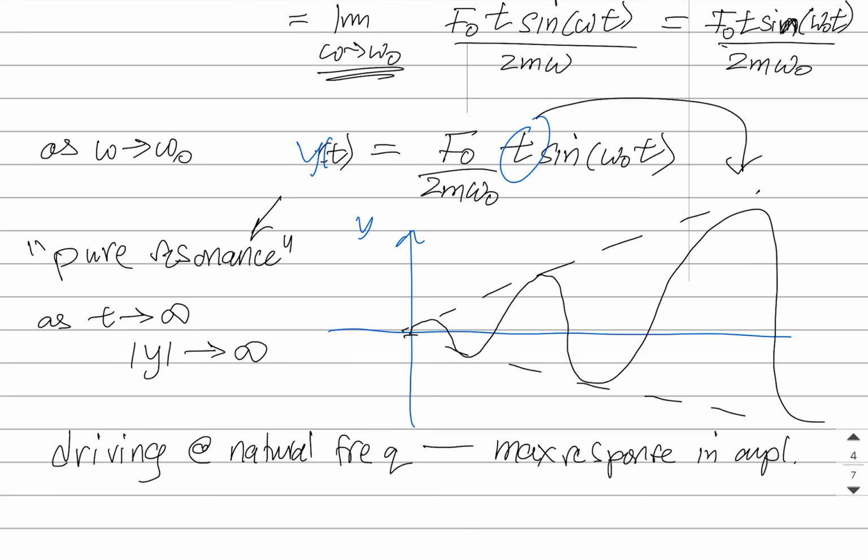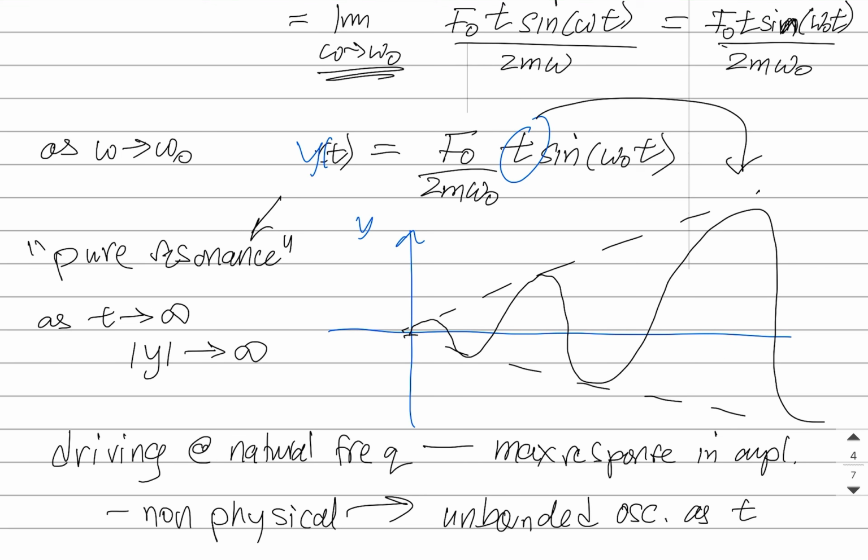Now, this is non-physical. It's non-physical for two reasons, right? Number one, there was no damping. And number two, we have unbounded oscillations as t goes to infinity. In real life, you cannot have infinitely large amplitude. And so, this was a first simple check on, can our basic model exhibit something like resonance? It can. But now, can it exhibit that sort of behavior when we have damping?